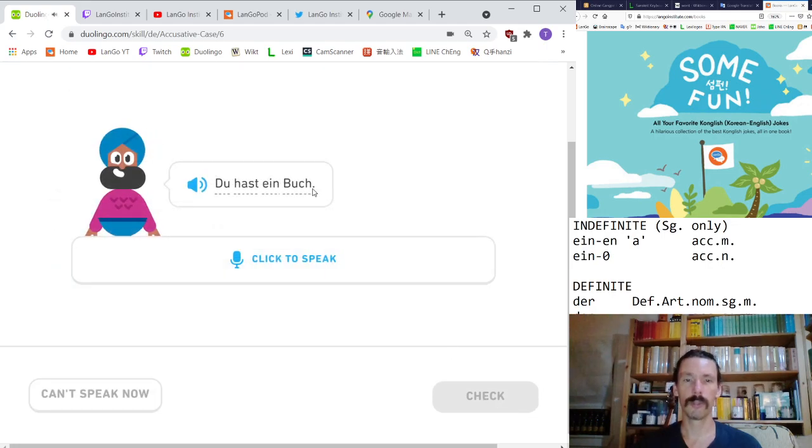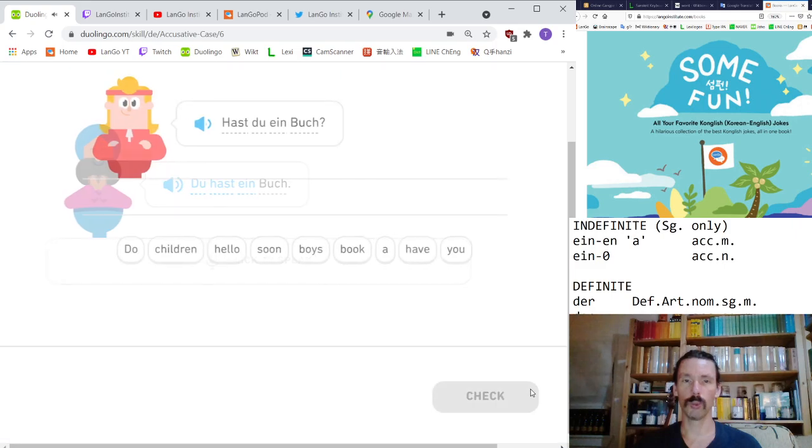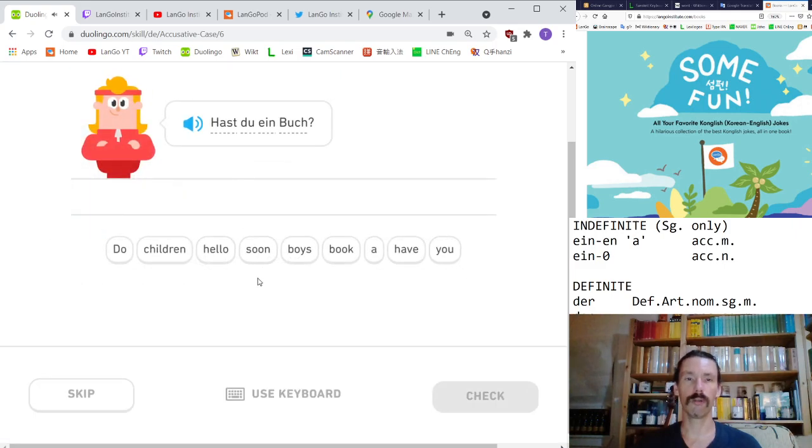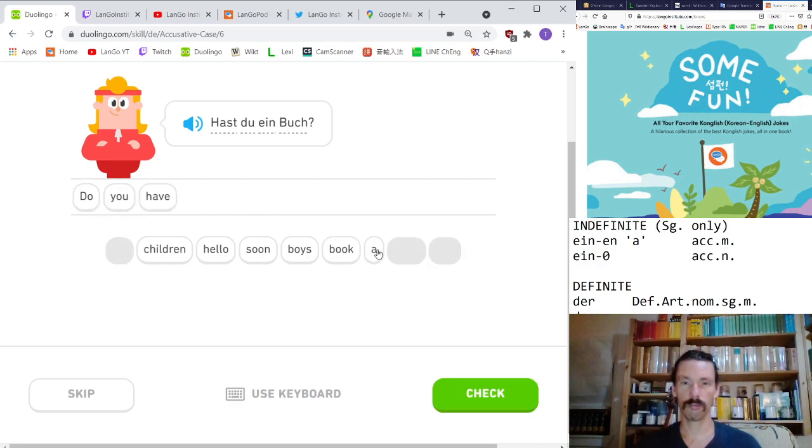Du hast ein Buch. You have a book. Du hast ein Buch. Hast du ein Buch? Here is the fricative in the non-palatal environment. Du hast, du, inversion: do you have a book?